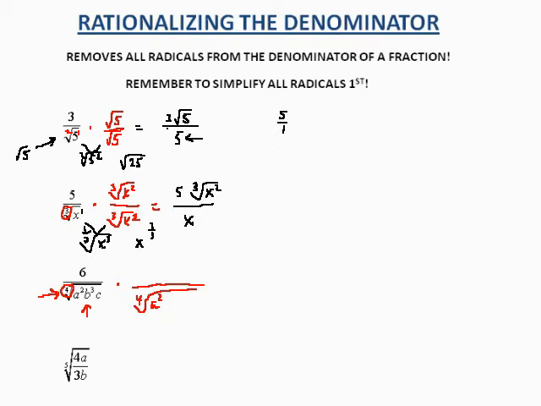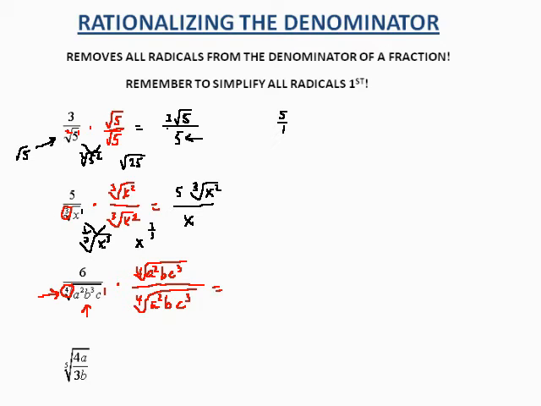How many more b's? 1. I hope you're seeing it out there. C's, we got 1 under here. You can put the 1 if you don't have a power. We need 3 more. And remember, whatever you do to the bottom, do to the top.